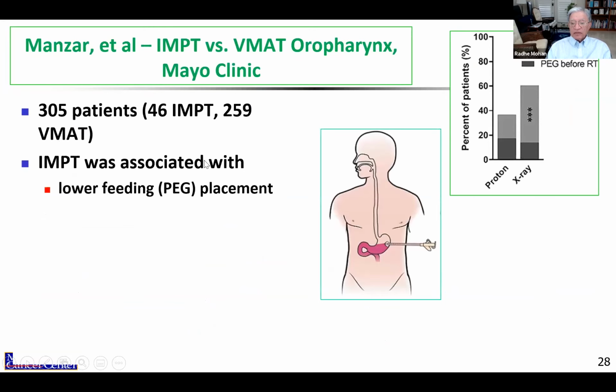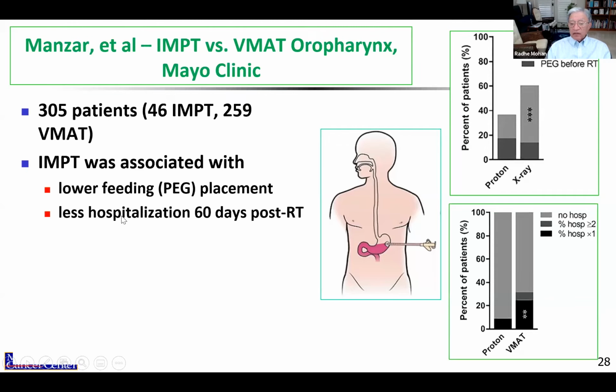What they found was that IMPT was associated with lower feeding tube placement. In this figure, you see that for X-rays, the feeding tube placement increased from about 15% to 60%, but for protons, it increased from about 18% to 38%. So, much better result with proton IMPT.